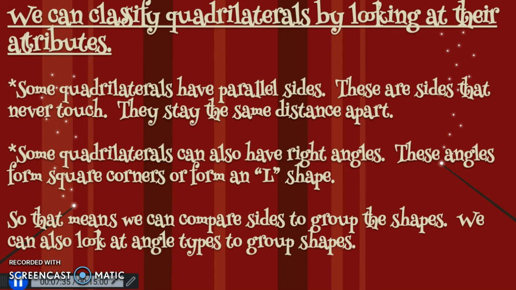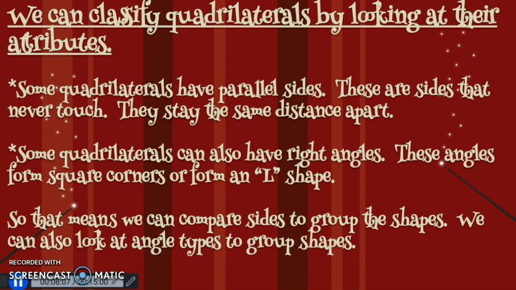Now, when we talk about classifying quadrilaterals, we're going to be looking at their attributes. What do they have to let us know what we can classify them as? Now, I put some notes here, and it would be great if you took these notes so that it would help you remember some of those qualifications. So, some quadrilaterals have parallel sides. These are sides that never touch. They stay the same distance apart.